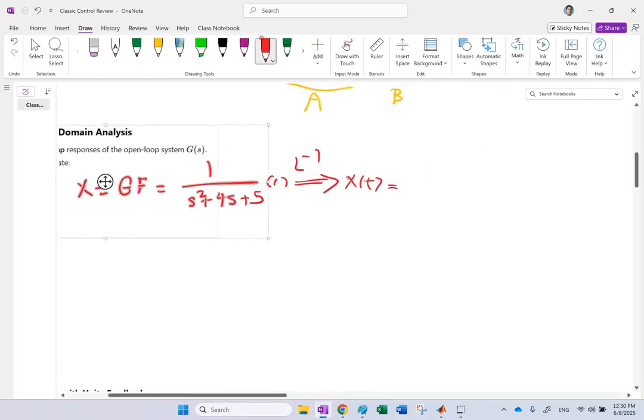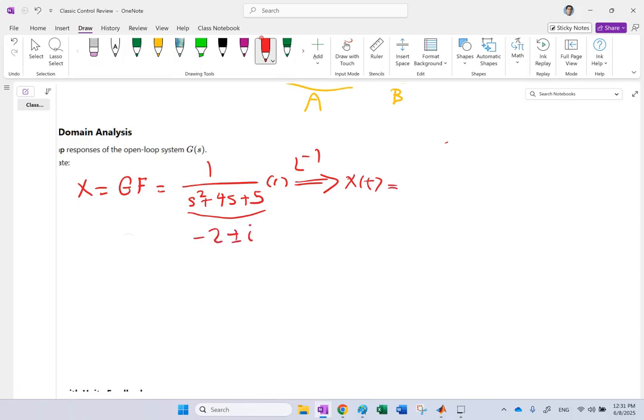As you know, here the roots of the denominator are complex numbers. So the poles of the system are where? They are basically at -2 plus minus the square root of 2 squared minus 5, so -1. So your roots are at -2 plus minus j. Okay, you have two complex poles.